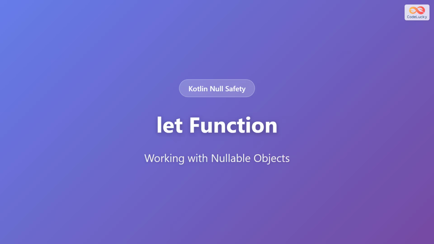Welcome to this tutorial on the let function in Kotlin. The let function is a powerful scope function that helps us work safely with nullable objects. It allows us to execute code only when a value is not null, making our code cleaner and more expressive.